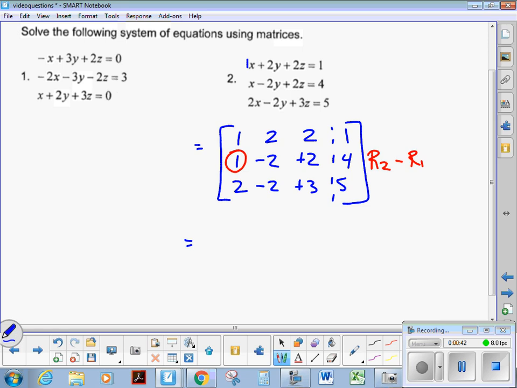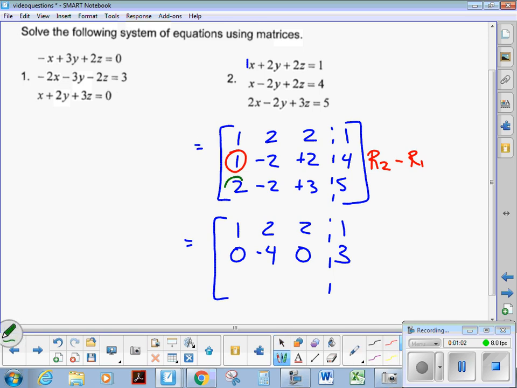So rewriting the matrix. So row 2 minus row 1, so it'll be a 0. Negative 2, and be careful with your signs here. This is where a lot of errors happen. So this would be giving me a negative 4. 2 take away 2 is a 0. 4 take away 1 is 3.